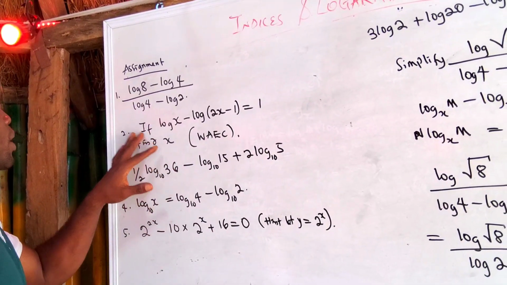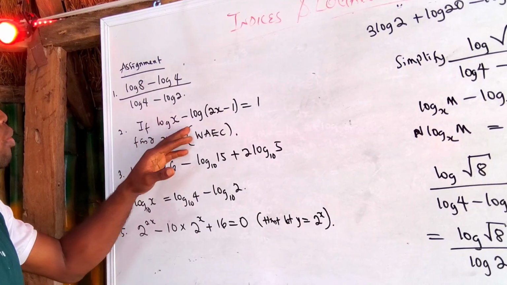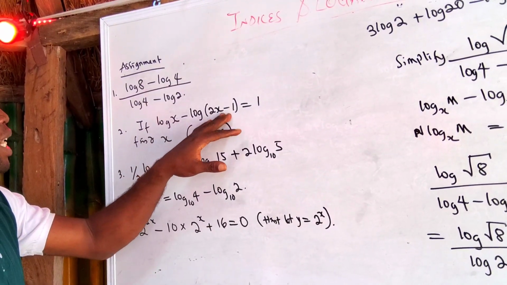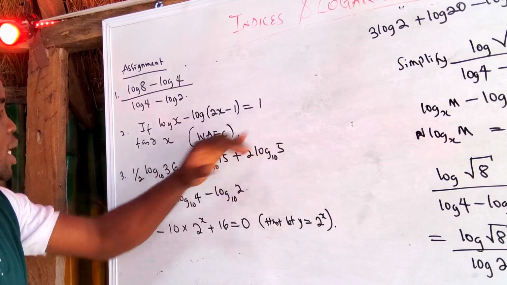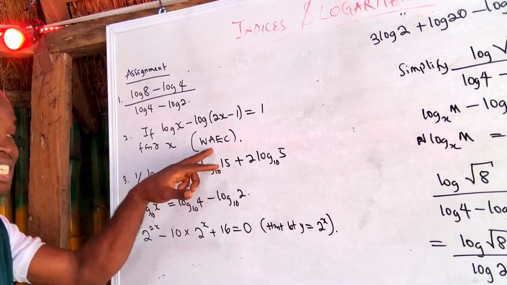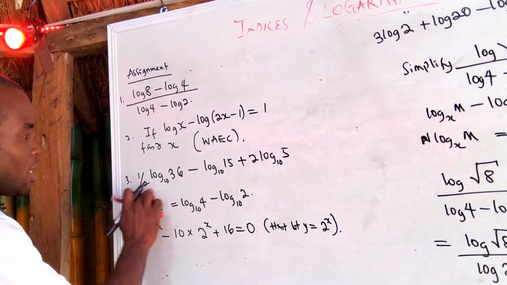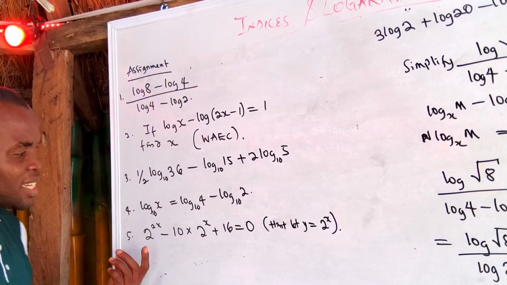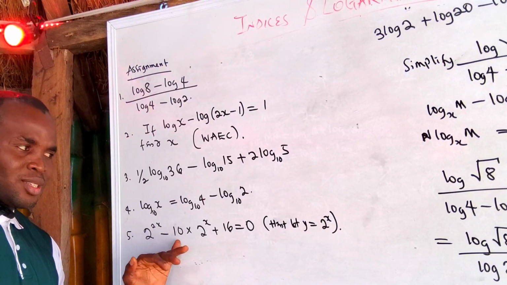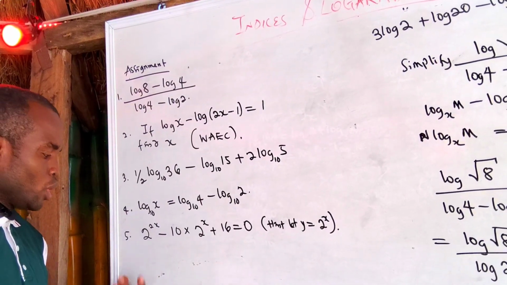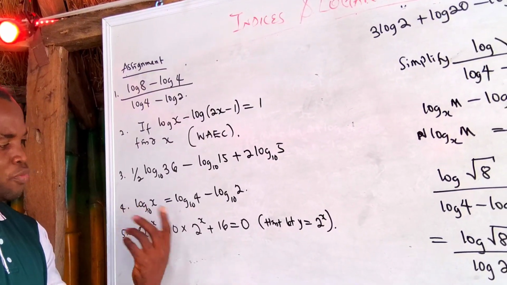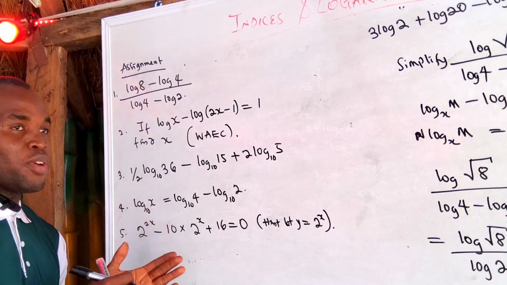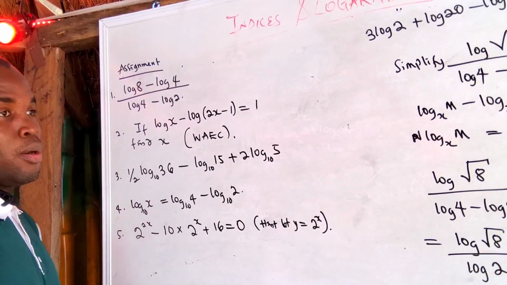Then number 2: log 2 minus log of 2 into 2x minus 1, and so on, equals 1. So just try it, find x. This is also a find-x question, and also try this. Then I want you to try your hands on this. This is the combination of indices. Like I said, one is the mirror of another. Logarithm is the mirror of indices.